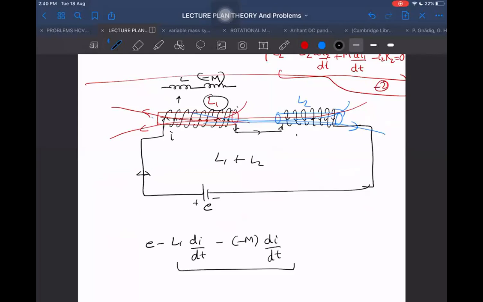Second, go to the second inductor. When I go to the second, then L2 is opposing: minus L2 into di by dt. But again, this also is of opposite sign as compared to its mutual inductance, which will also be minus M. So I will write it as minus of minus M again, into di by dt. And then I came back to the same initial position, equal to 0.